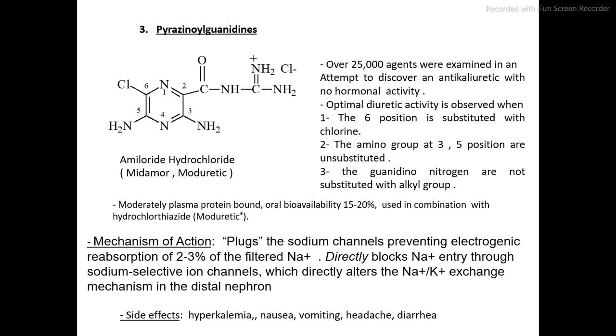Then we saw this drug, that is the amiloride. Over 25,000 agents were examined in an attempt to discover an aldosterone antagonist with no hormonal activity. Optimal diuretic activity is observed when the sixth position is substituted with chlorine. Second, the amino groups at position 3 and 5 are unsubstituted. Then the guanidino nitrogen. So this one is a guanidine, right? In IUPAC nomenclature, what do we name this?